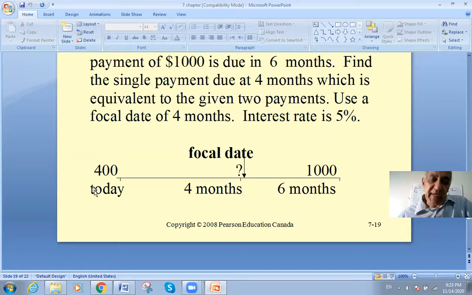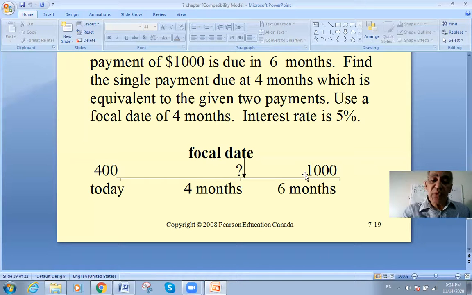Because the focal date is in the middle between two maturity dates, I check whether I'm going backward or forward. The 400, I'm moving toward 4 months, so this is future value and I get the sum of the amount. That's not a problem. But the 1,000, I'm moving backward, so I have to get the present value here. That's fine.